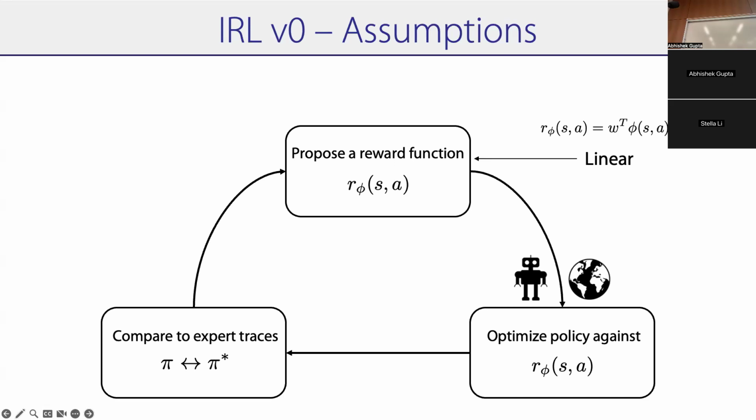So the reward function is linear. And then we are going to start by assuming we know the dynamics of the system. So we're going to assume that we have known dynamics, something linear. And then we're going to try and figure out how to instantiate the rest of this. So how do we actually compare things to the expert traces? How do we get a reward function from there?